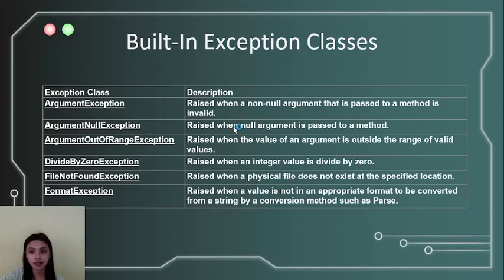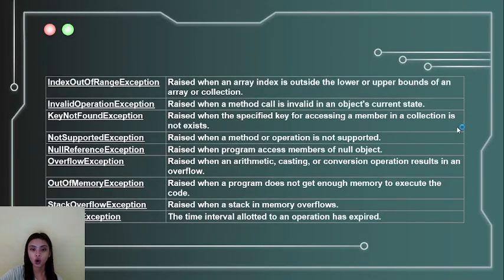C#.NET includes built-in exception classes for every possible error. The following table lists the built-in exception classes in .NET. So these are the exception classes and this is each description. We are not going to go through it one by one because it will take time. Now let's learn how to handle the exception.